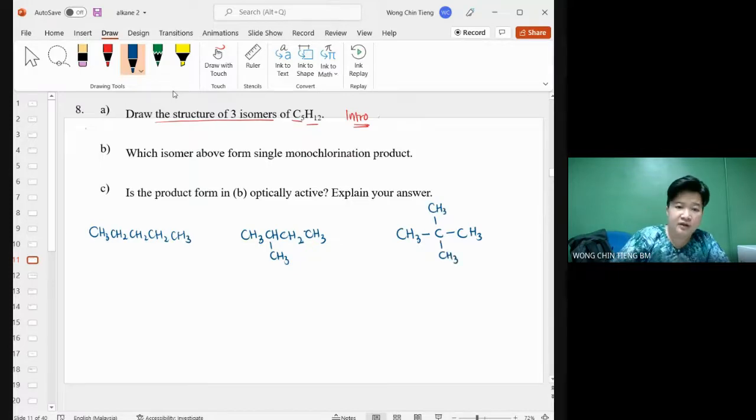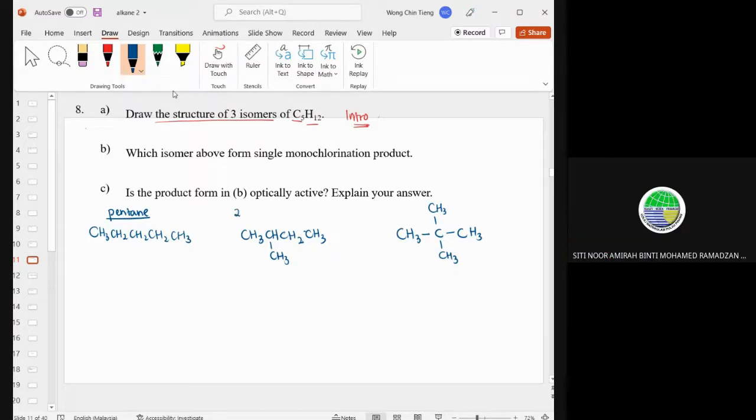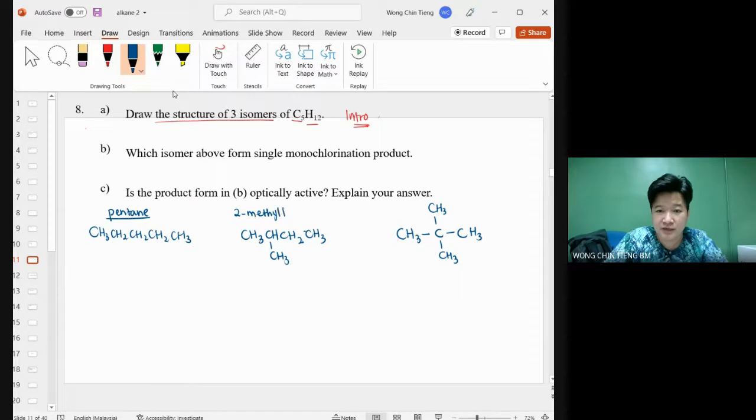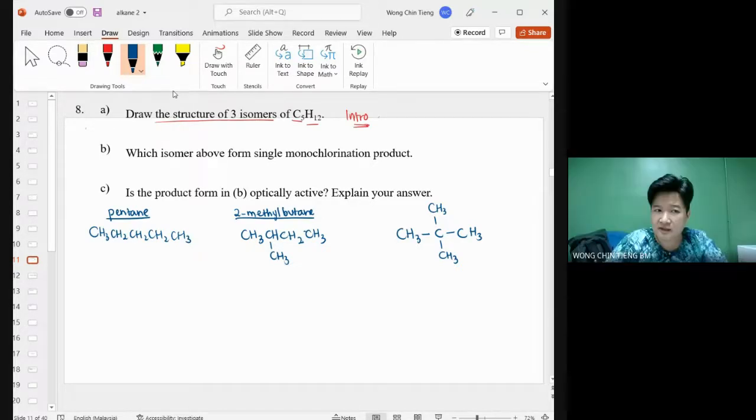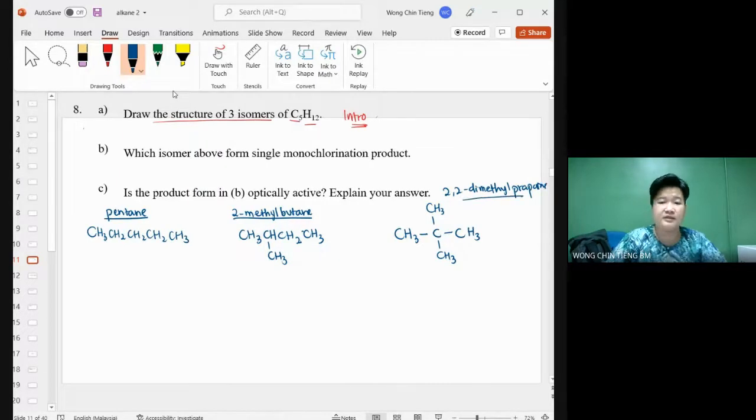Okay, quick question. Nama pakcik ni pentane. Can I have the other name of the second isomer? Anyone? 2-methyl butane. Thank you. And the last one, anyone? 2,2-dimethyl propane. Thank you, Amira. Thank you, Alif. 2,2-dimethyl propane. Okay, so that is my three isomers.